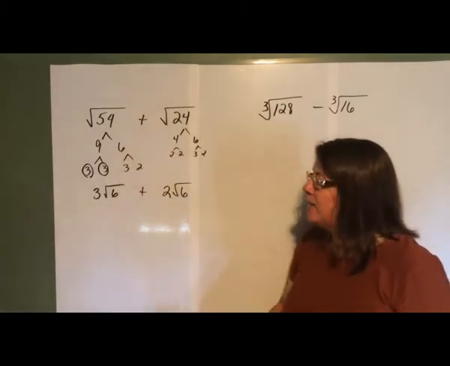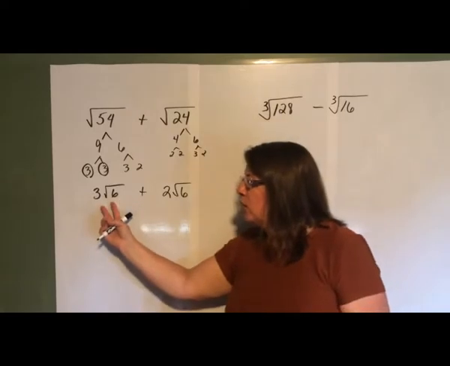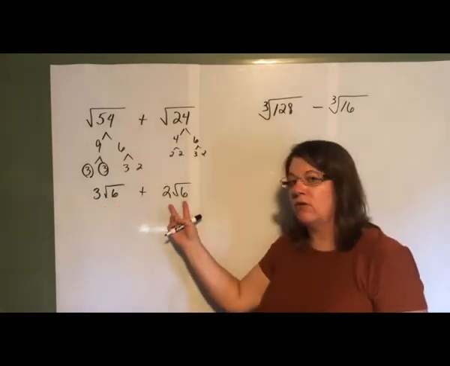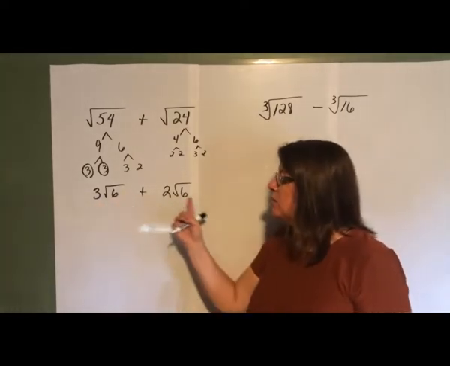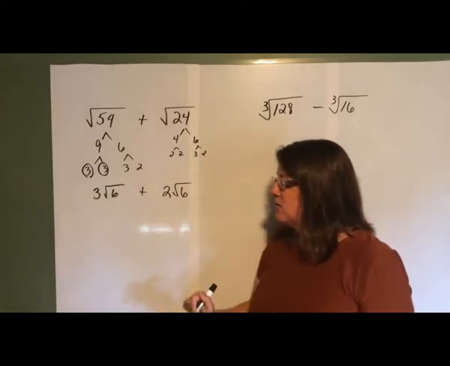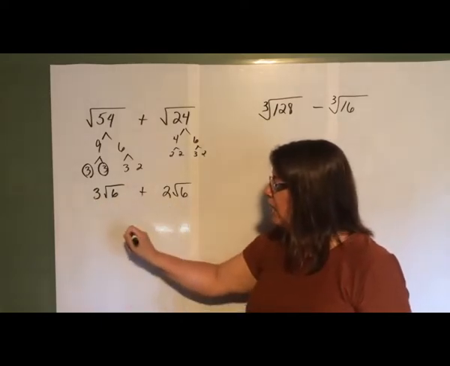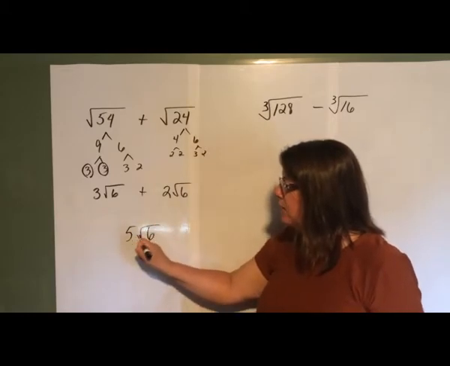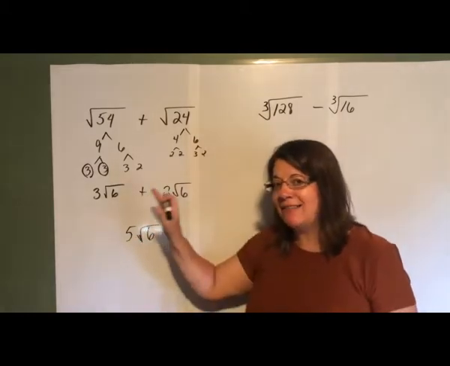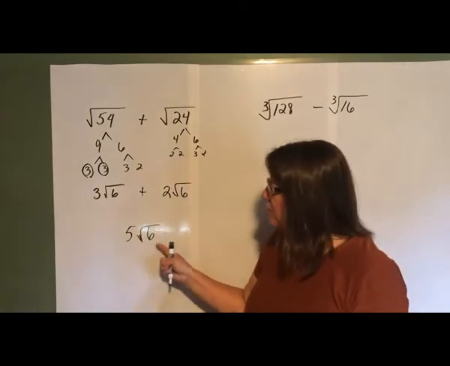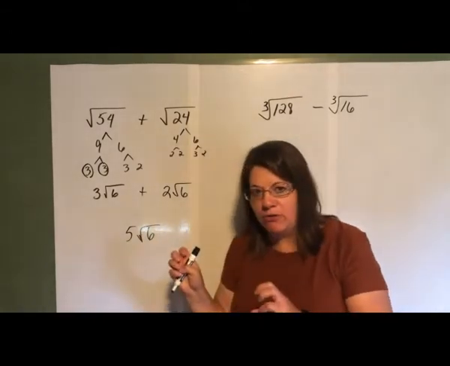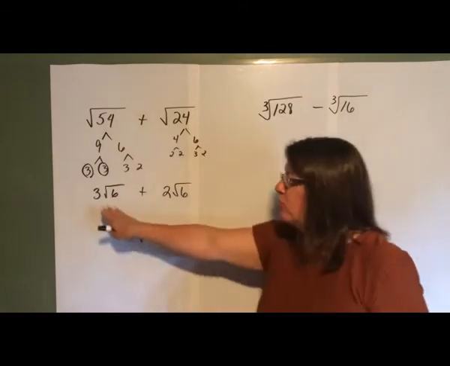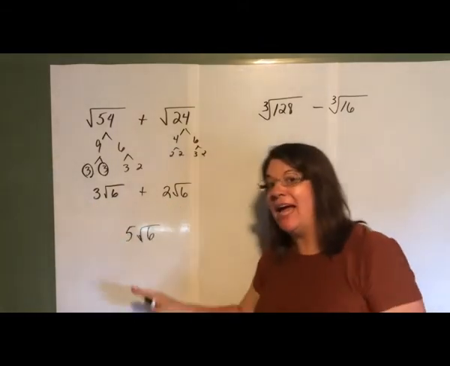Now, what's left is 3 square root of 6 plus 2 square root of 6. They do have the same thing underneath the radical, so I'm allowed to add those together. So 3 plus 2 is 5, and that will be 5 square root of 6. Now be careful, don't add the 6's together. That's sort of like your variable, per se. Like if we had 3x plus 2x, it would be 5x, okay?